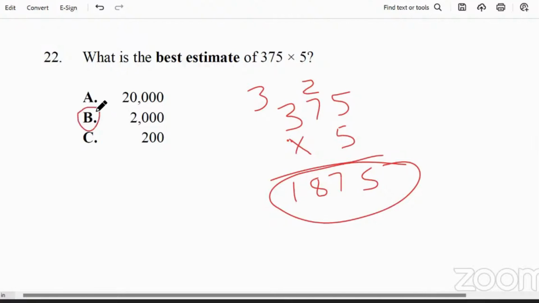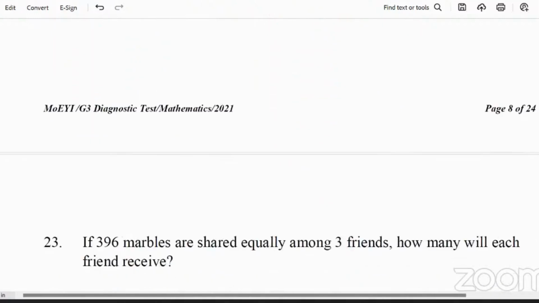And another way to estimate, guys, since 375 is close to 400, right? So you could say 5 times 400. That would be easier for you to understand. 5 times 400, that's 2,000. So again, it's closer to that estimate. A little bit below, but it's the closest one to the answer there.